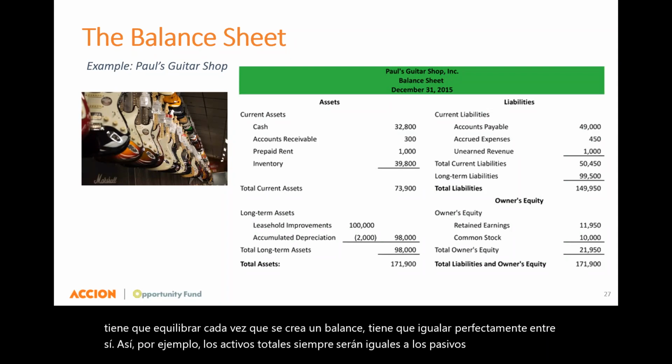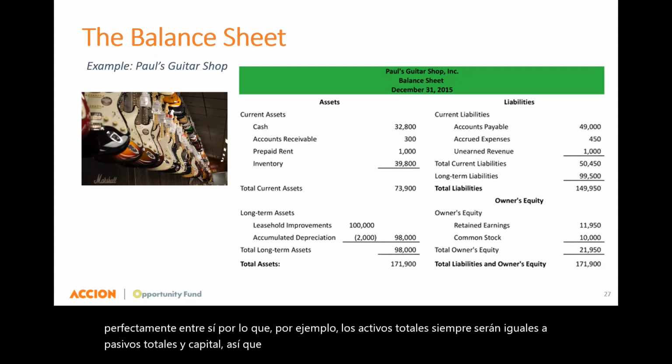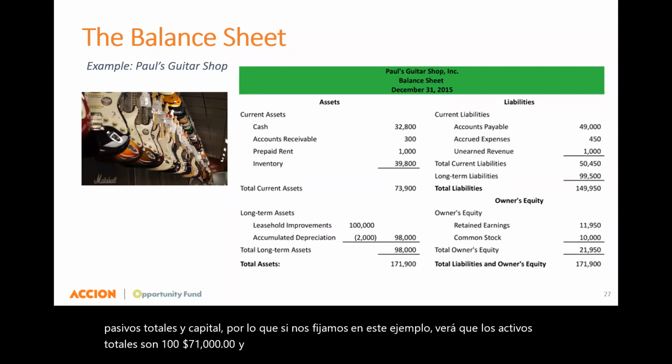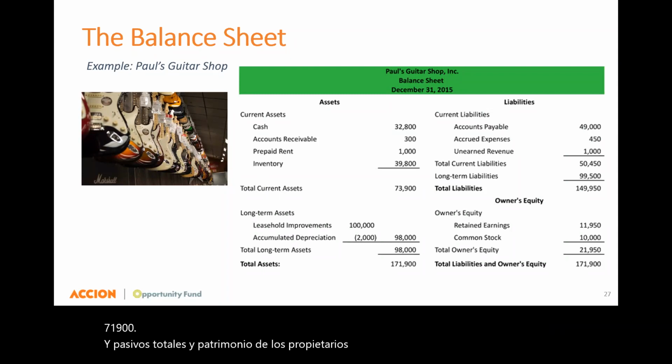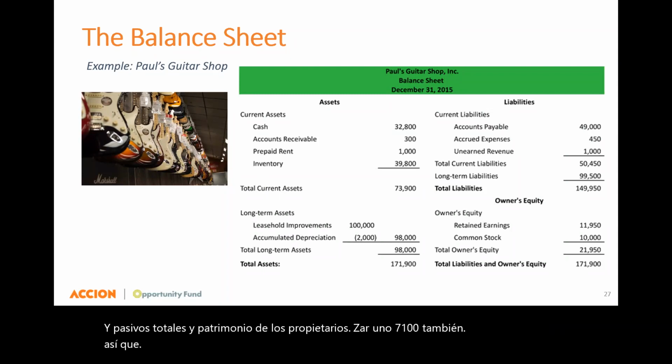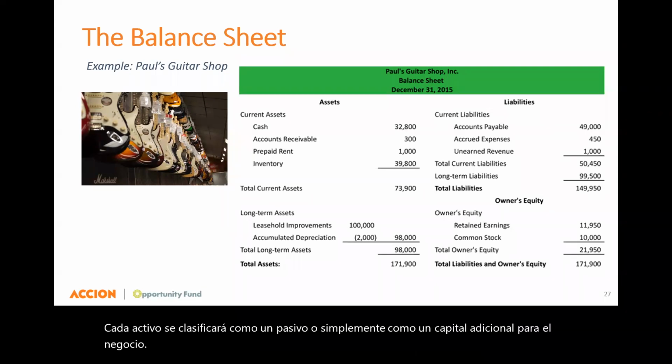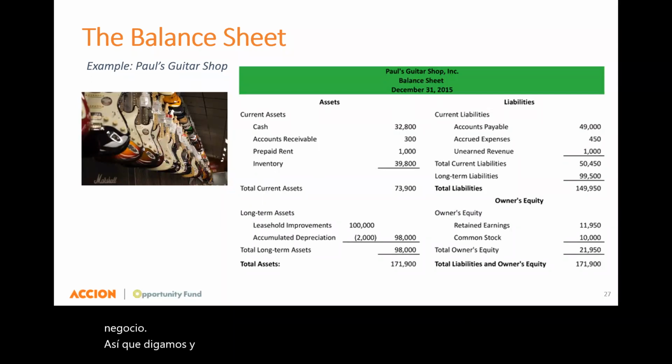So if you look in this example, you'll see that total assets are $171,900, and total liabilities and owner's equity are $171,900 as well. The best way to explain a balance sheet is to understand that for every dollar that you're putting into the business, every single asset will either be categorized as a liability or as additional equity for the business.